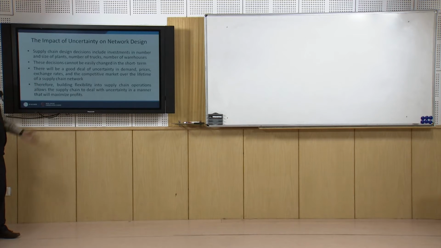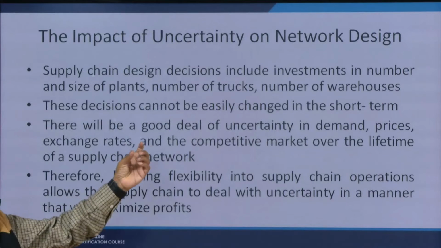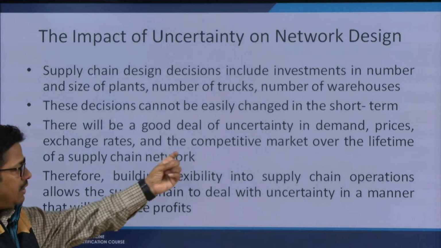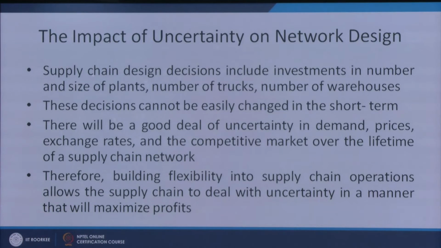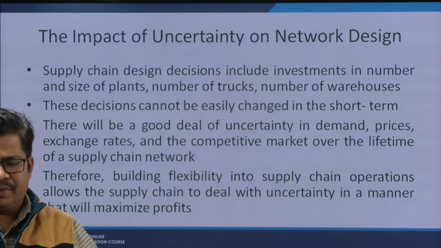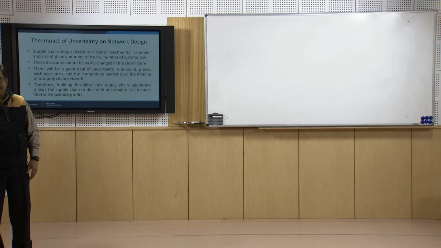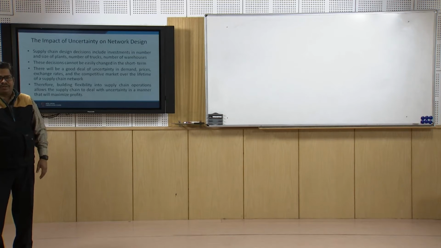Then exchange rates, the dollar versus rupee, pound versus rupee, yen versus rupee. So that type of uncertainties are also there. And then the uncertainties with the competitive market over the lifetime of a supply chain network. How the competitive landscape of the market will change, these uncertainties will also be there.